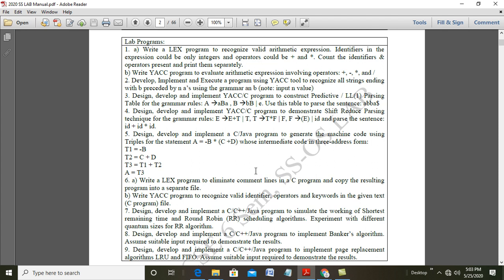Again, the 6th question starts with a lex and yacc program concept, right? Very simple concept. You will be writing a lex program and the user has to eliminate comment lines, and the result should be copied to a separate file, right? Very simple logic. In the 6th program you'll be creating one C file, and that C file will contain some comment lines. The lex program has to take that C program as an input, and if any comment lines are there, lex is going to eliminate those comment lines and copy the resultant file into another output file. Means you will be creating 2 files.